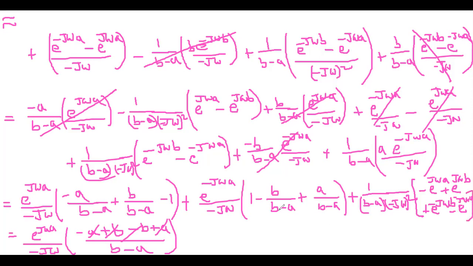Okay, my dear students. Now here also you can see, plus the continuation I am writing, e power minus j omega a whole divided by minus j omega. Take the b minus a as a common. So b minus a minus b plus a whole divided by b minus a. So b gets cancelled, a gets cancelled. So all the terms get cancelled, my dear students. Only these two remain.